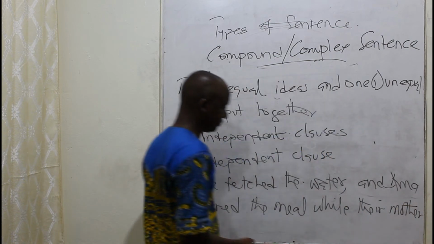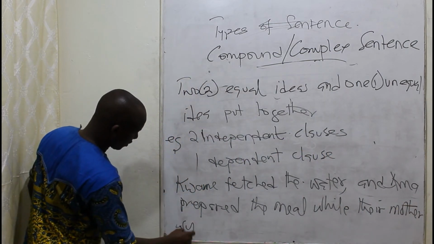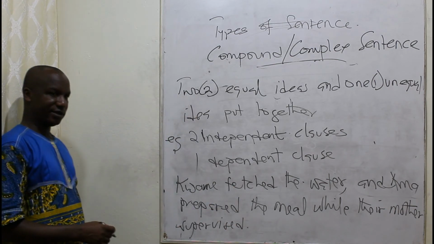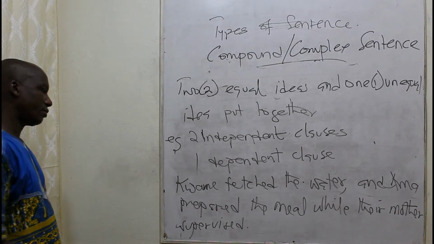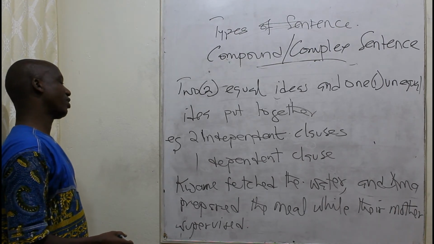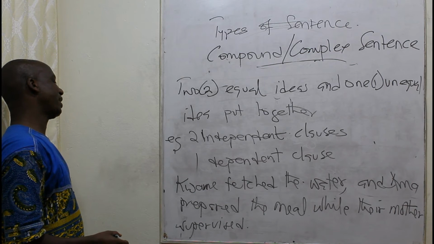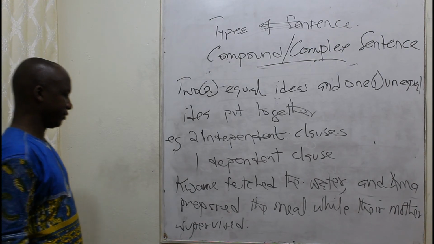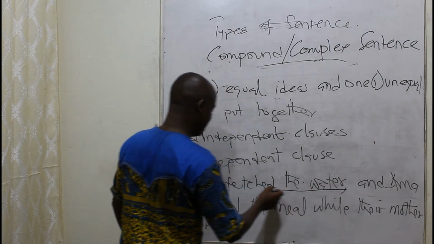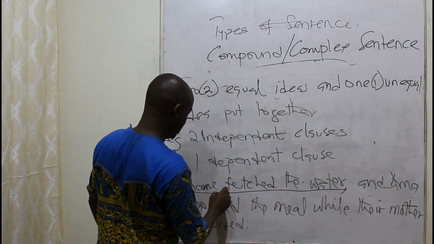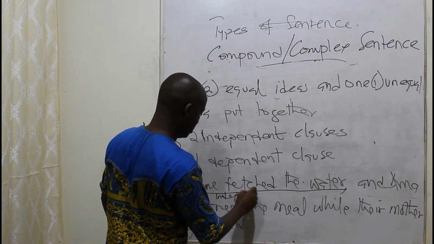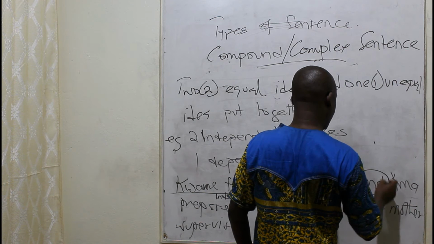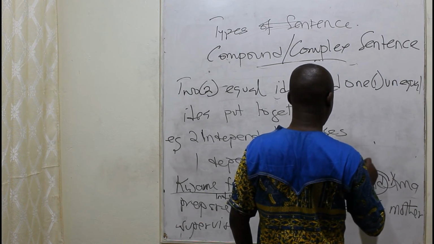While their mother supervised. Kwame fetched the water and Amma prepared the meal while their mother supervised. This is independent, put together by a conjunction.